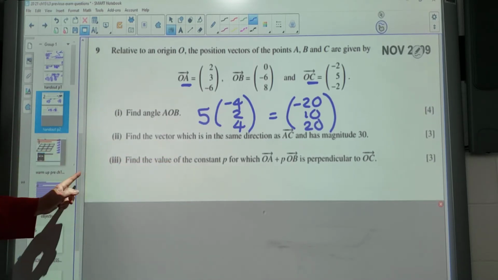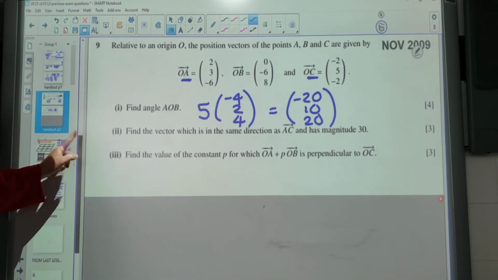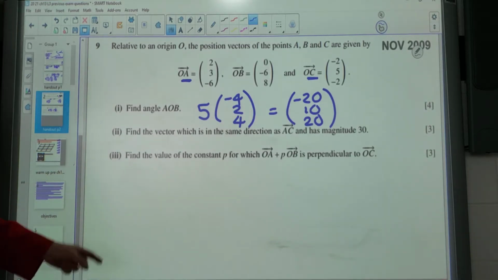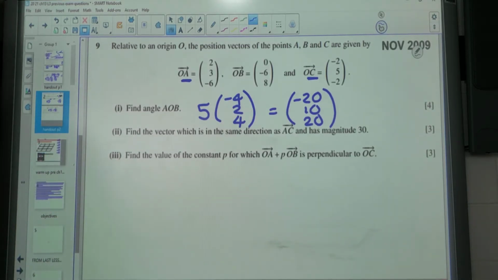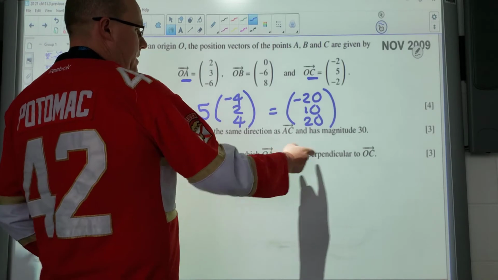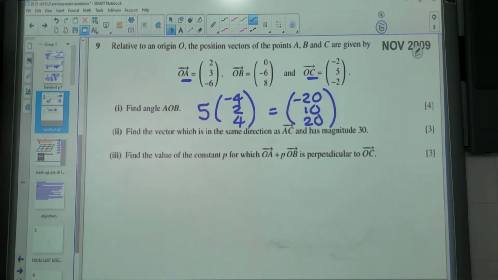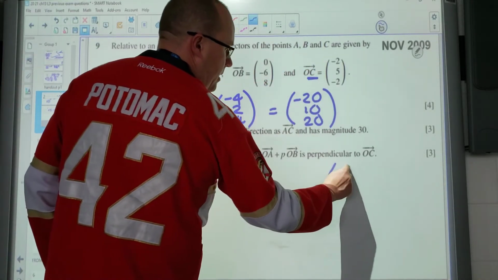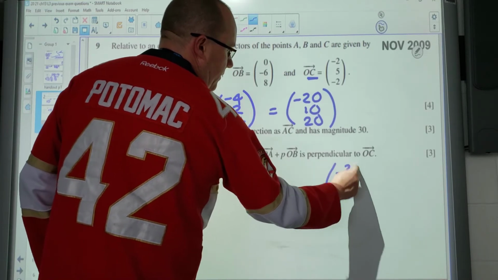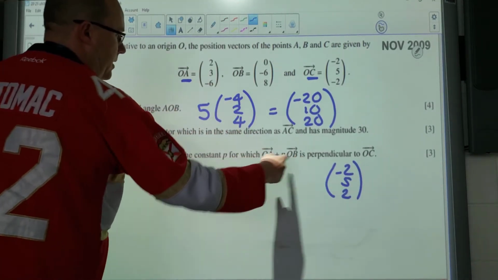Okay, let's have a look at part 3, because this one's a little bit more complicated, but also one I've seen on several papers as well. Find the value of the constant P for which OA plus P times OB is perpendicular to OC. Now, one thing about perpendicular is we know the dot product is 0, so we're certainly going to have to focus on that. I know that OC is -2, 5, and 2. So now I've got to work this part out here.